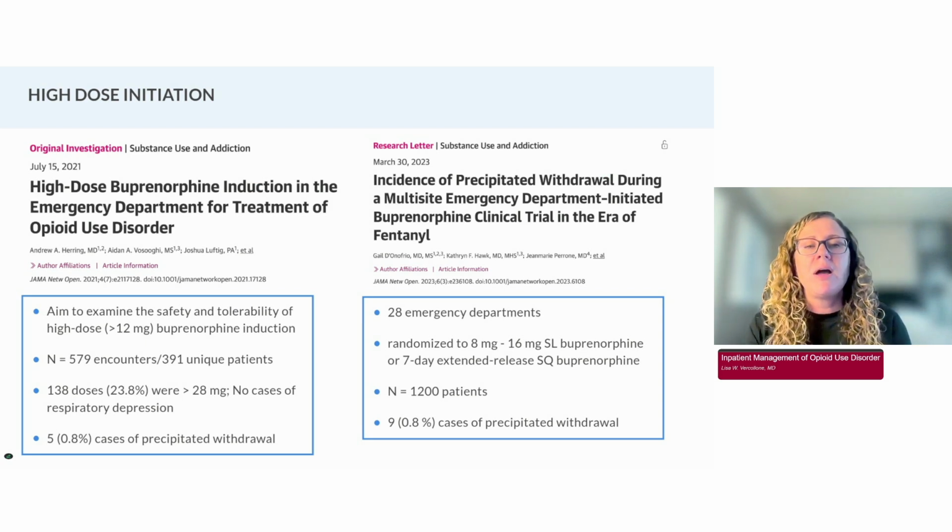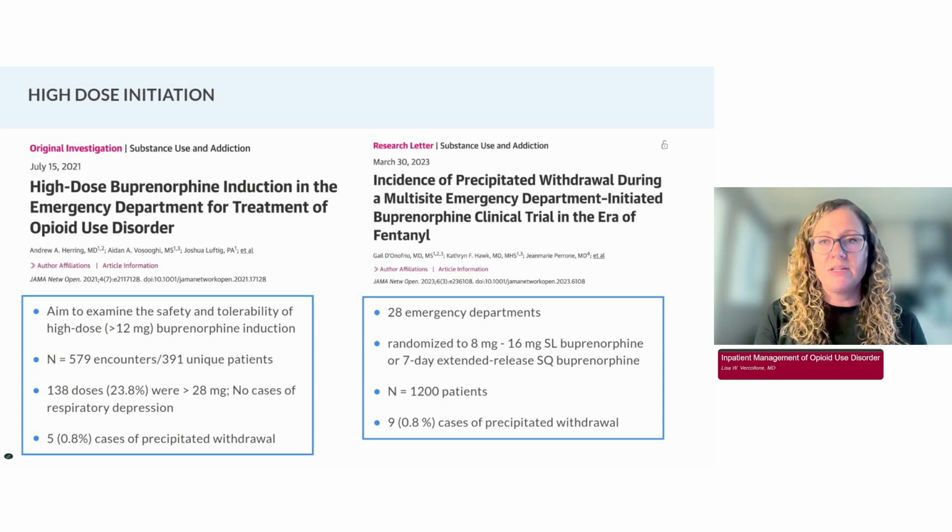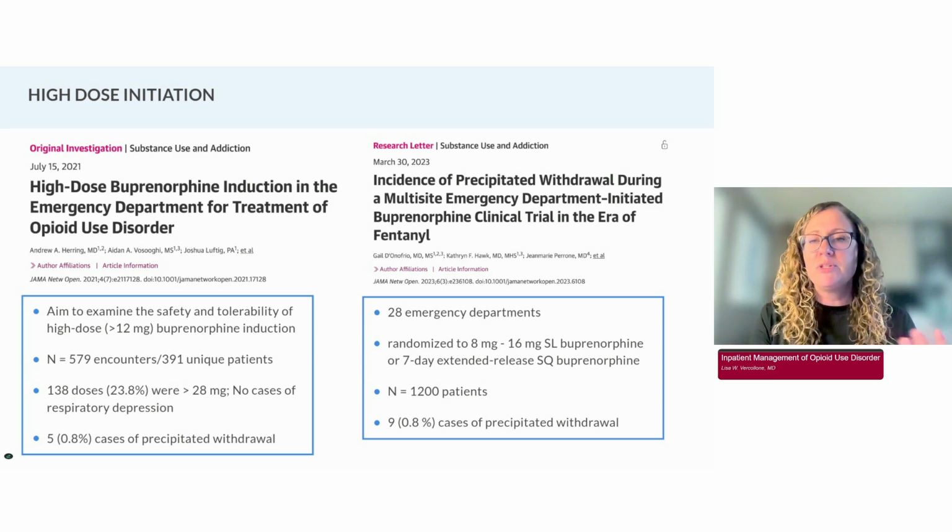There have been two key papers published on this method, one in 2021, and this was done in an ED out in California. They were looking at the safety and tolerability of high-dose initiation, which they defined as greater than 12 milligrams. They looked at this approach being done in almost 600 patients, and they found that less than 1% of patients developed precipitated withdrawal.